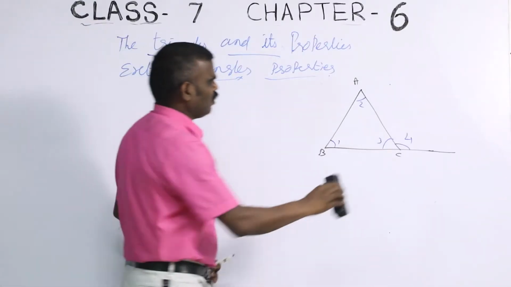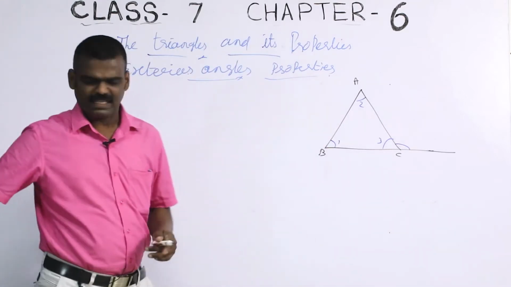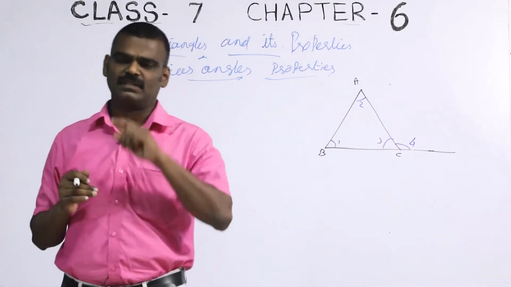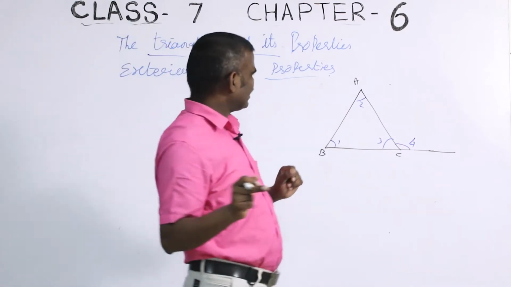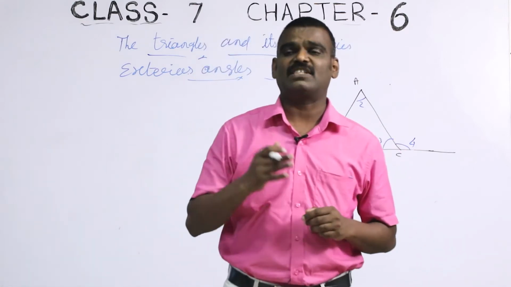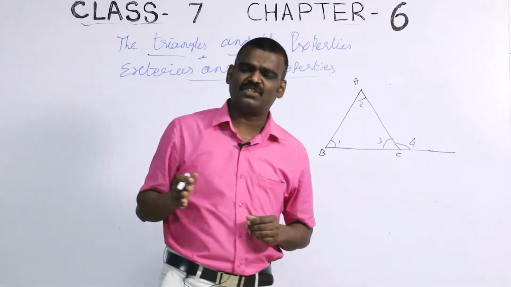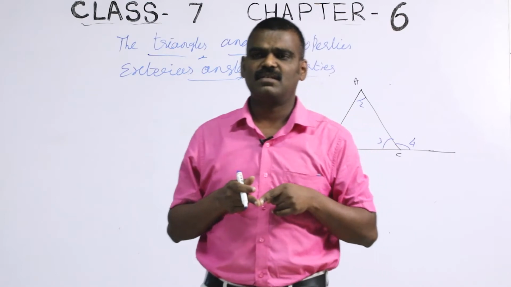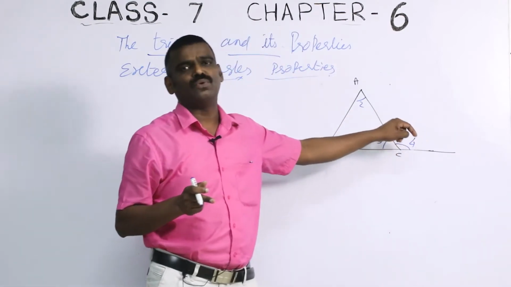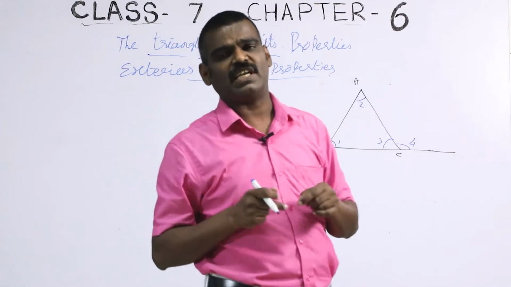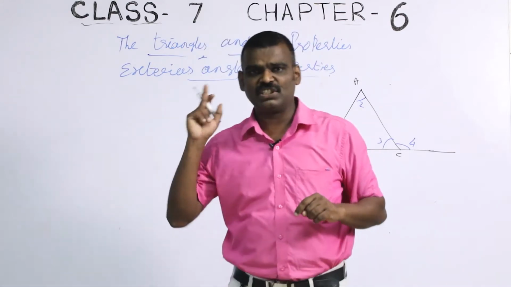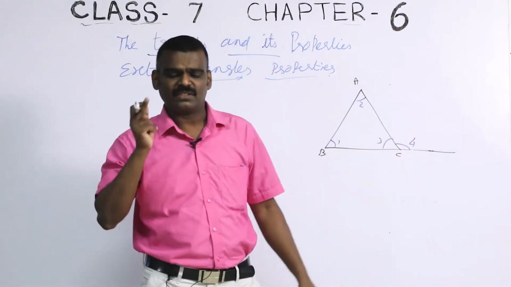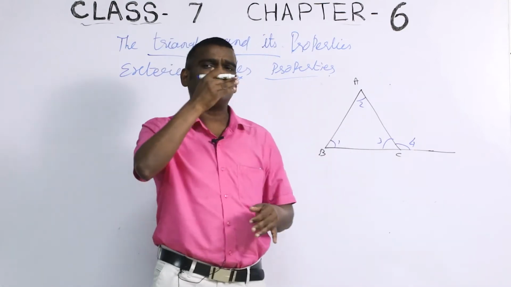Now, the angle 4, the angle which is outside the triangle, and the angles which are inside the triangle have some relations. What are the relations? That is what we are going to study. According to the exterior angles property, or when you come to higher classes, we call it the exterior angle theorem, listen carefully: the exterior angle is equal to the sum of the opposite interior angles. I repeat, the exterior angle, that is exterior angle 4, is equal to the sum of the opposite interior angles.